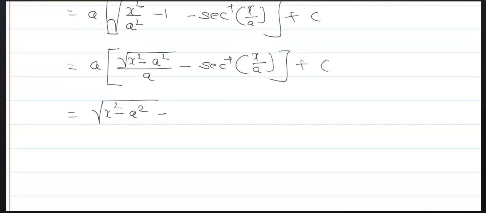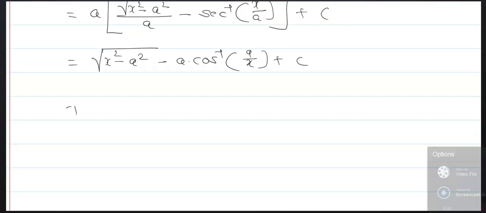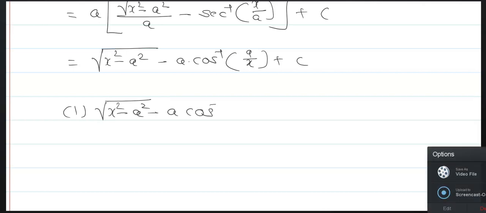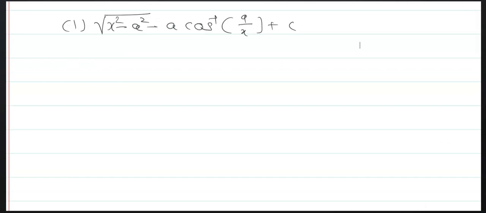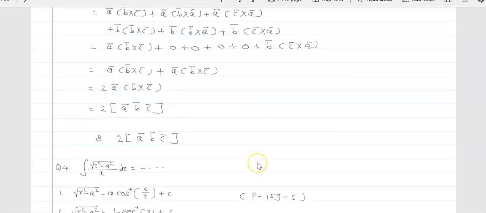Therefore the correct answer is integral of root of x square minus a square minus a cos inverse of x upon a plus c, and hence option 1 is the correct one, that is root of x square minus a square minus a cos inverse of x upon a plus c. Now again we will see this here.